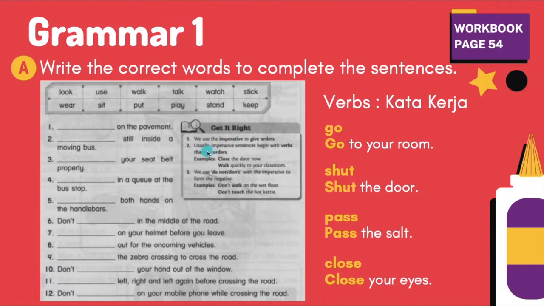Today we are going to learn imperative. Imperative here means, if you look at the box here, we use the imperative to give orders. Okay? Untuk memberi arahan. For example, look here. Go, pergi. Go to your room. Pergi ke bilik kamu. Right? You are giving instructions. You are giving orders. Am I right? Beri arahan.